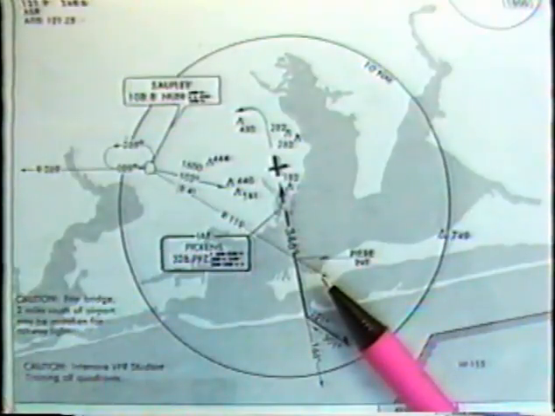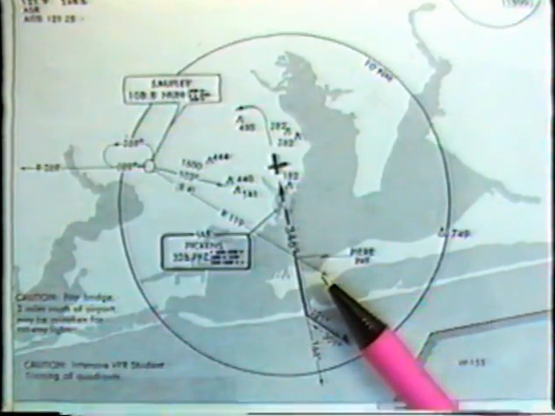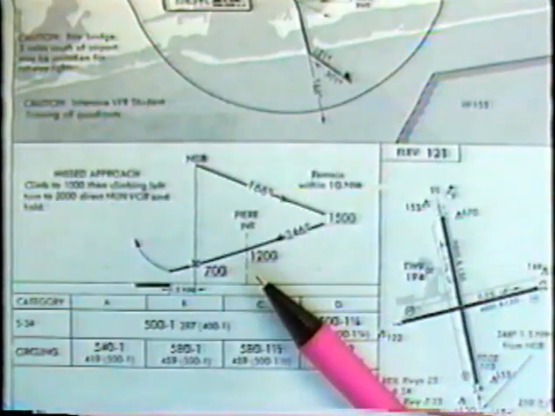This particular approach has an intermediate fix, Pierre intersection. The intermediate segment begins at Pierre intersection when the aircraft has turned inbound on the 346-degree bearing and ends at the NDB.